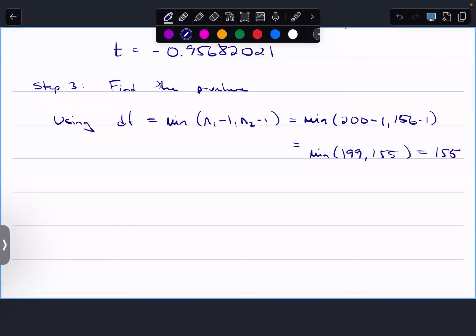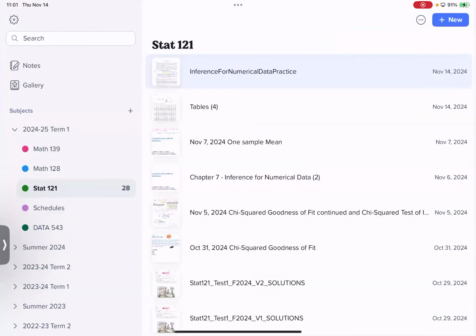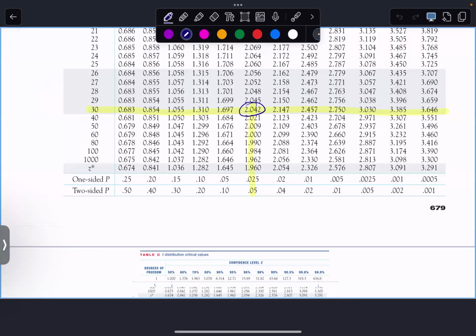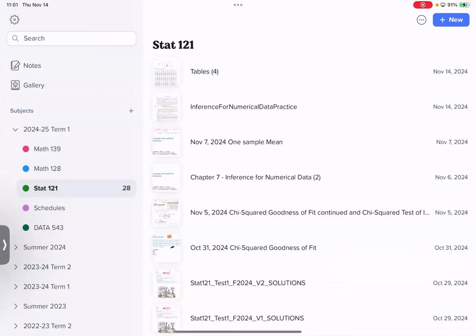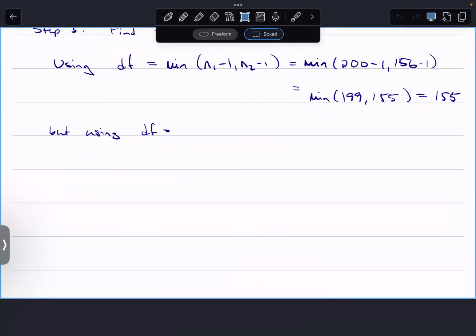We don't have a 155 degrees of freedom line on our table, but using degrees of freedom equal to, now remembering you have to go find it, and you always have to round down. So we'll use 100 degrees of freedom. Bring that in. Degrees of freedom equal to 100 on the table.